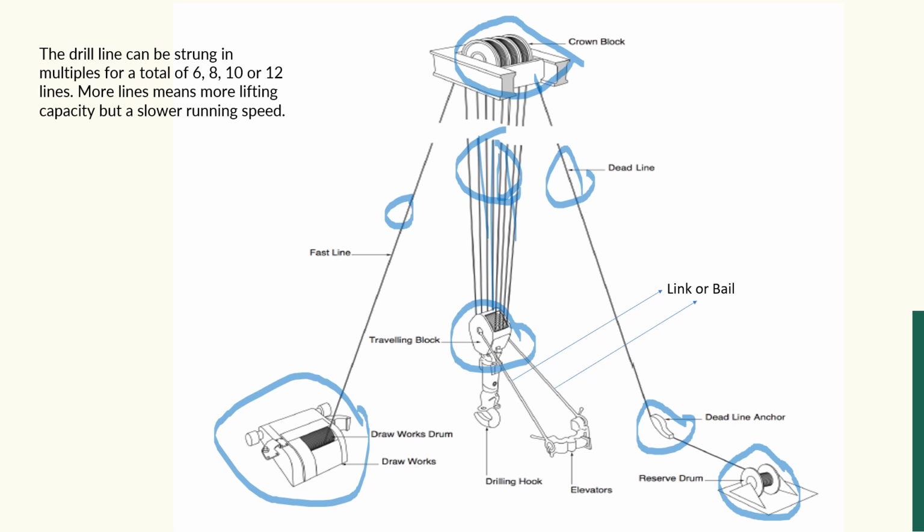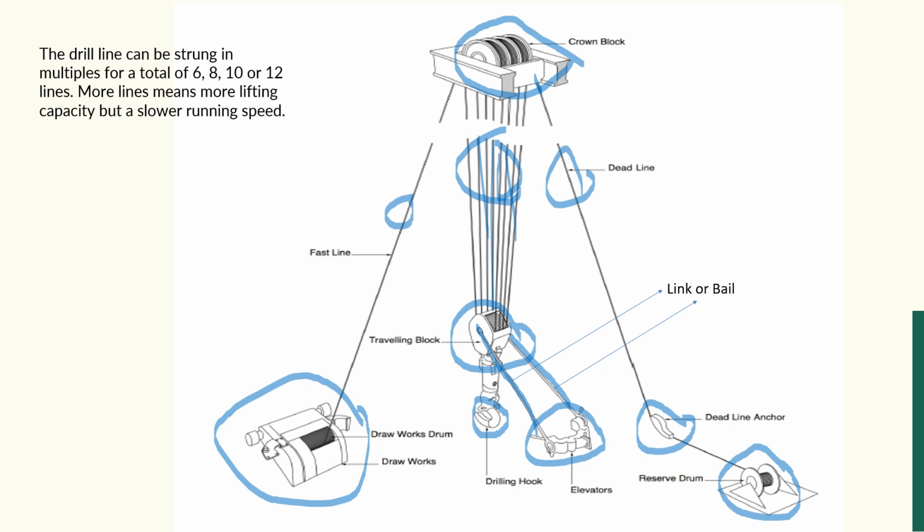Okay, and this is the hook, the drilling hook, and what we are seeing here are two kinds of hands, called the link or bail, we can say, and this is the elevator. The elevator is a gripping device which latches the drill pipe or the casing and tubing at the time of lowering and raising the drill pipe and casing and tubing into and out of the wellbore.